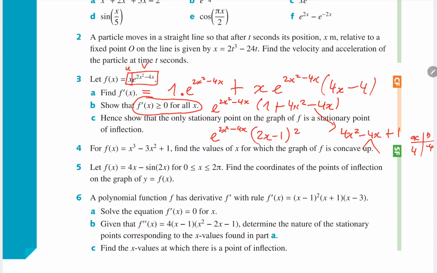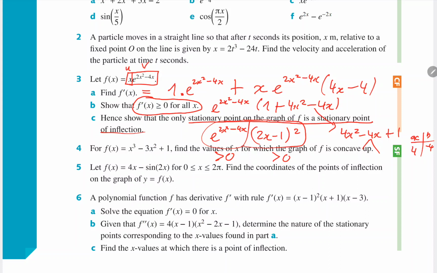This is a factor, right? If both factors are positive, then the whole thing will always be positive. Now, e raised to anything is always positive, right? And then 2x minus 1, regardless of what x is, when you square that, it's also positive. And because each of these factors is always positive, f dash x is always positive for all x. Yeah? And then show that the only stationary point on the graph is the stationary point of inflection.